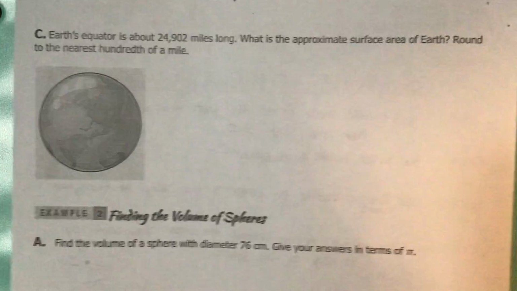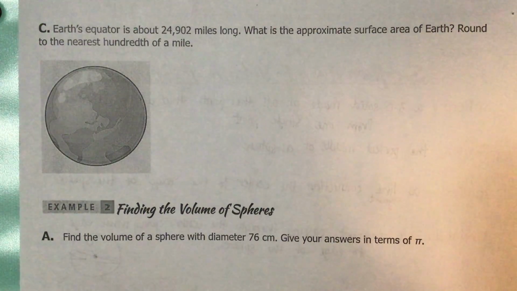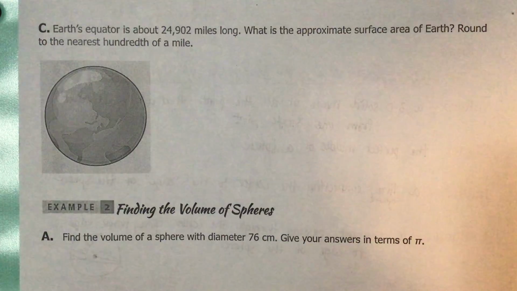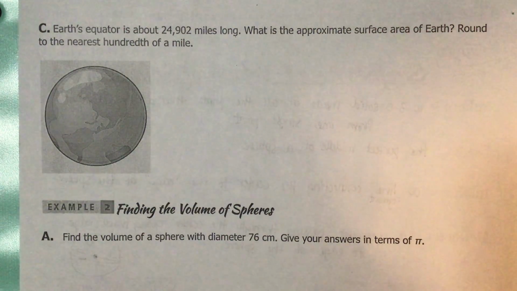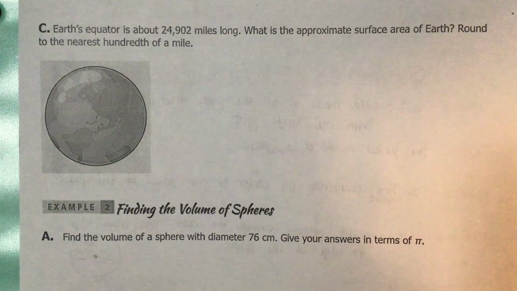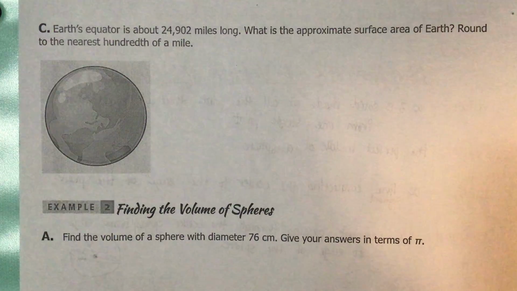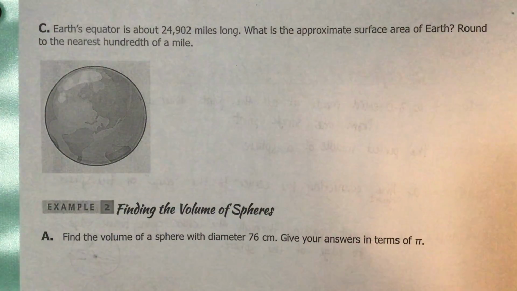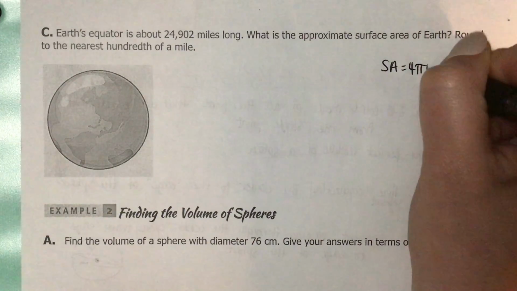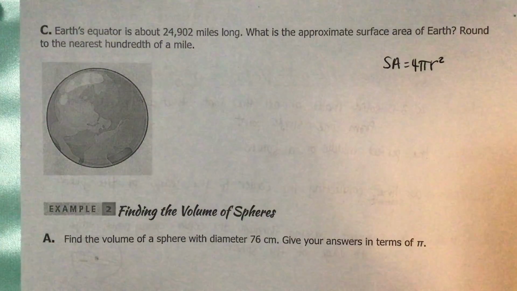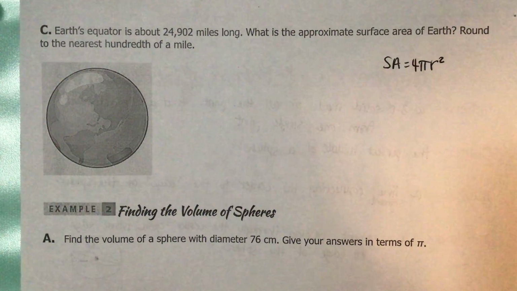Flipping that paper over, for this next problem, it says the Earth's equator is about 24,902 miles long. What is the approximate surface area of Earth? Round to the nearest hundredth of a mile. What's important here is we recognize that yes, we're going to calculate surface area, and surface area is equal to 4 pi r squared, but we were not given the radius, and we need the radius for our formula.